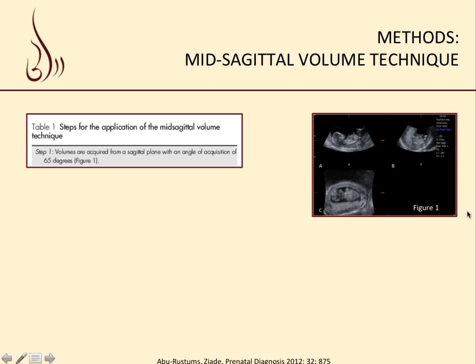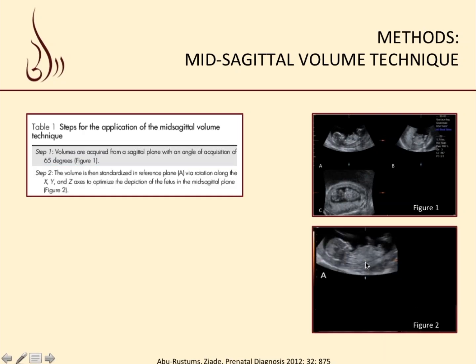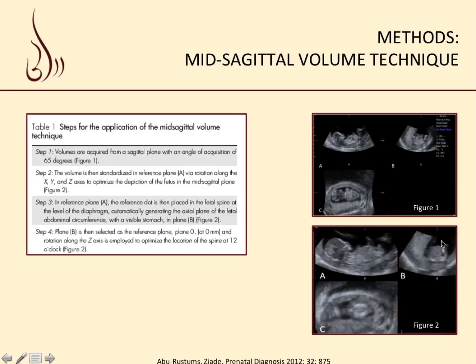So once we obtained the mid-sagittal view, we optimized it, and then we moved the marker dot to the level of the diaphragm, because if this is placed in plane A, where the diaphragm is, in plane B, we should be able to obtain the fetal stomach. So this was our plane 0. And from here, we would scroll through the volume. We would choose plane B as our reference plane, and you would scroll through the volume, cephalad and caudad, to get all the other key planes.